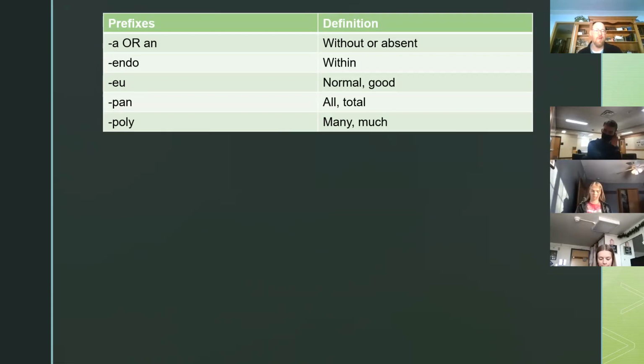Prefixes. A or an means without or absence. So someone who has sleep apnea, what's the problem there? We already know that the root P-N-E-U is new, which means air, so A-P-N-E-A, apnea. If they have sleep apnea, what's happening to them? They're not breathing when they sleep.